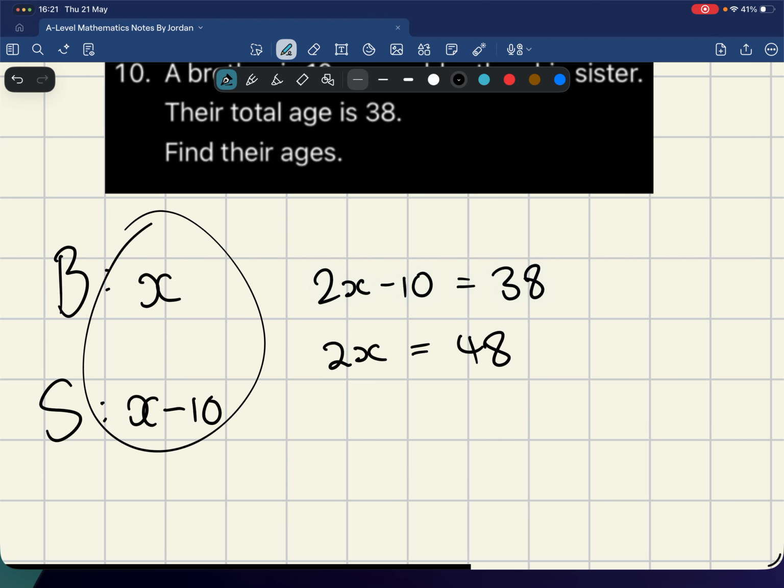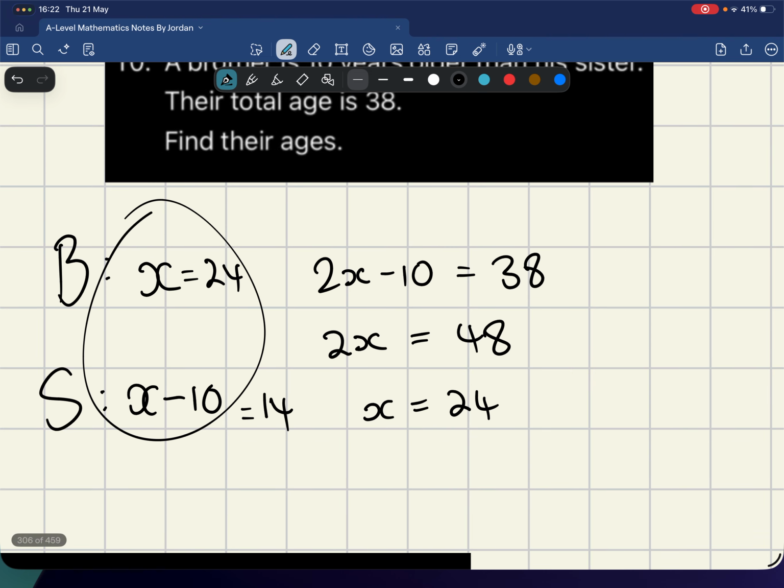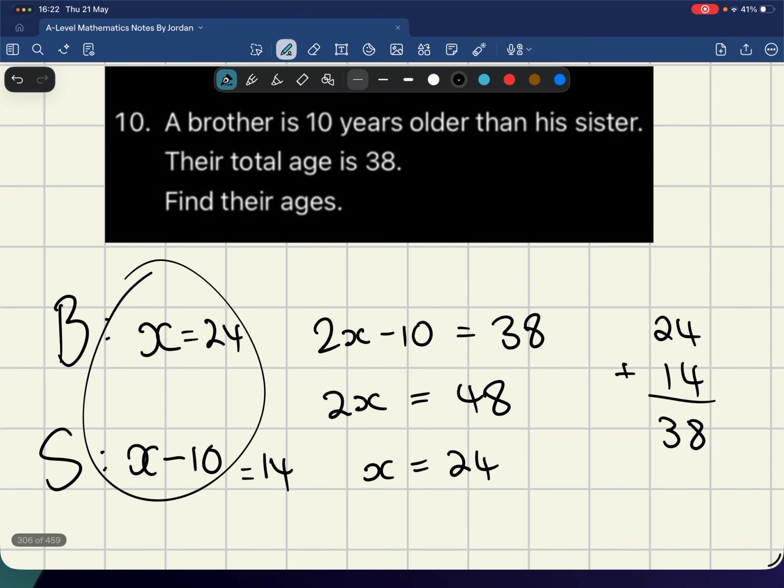And then if I divide both sides of this by 2, it will give me that x is equal to 24. So that means the brother will be 24 years old and the sister will be 14 years old. If I did 24 add 14, you should see it gives me 38, which is what was required. So maybe you did it that way.